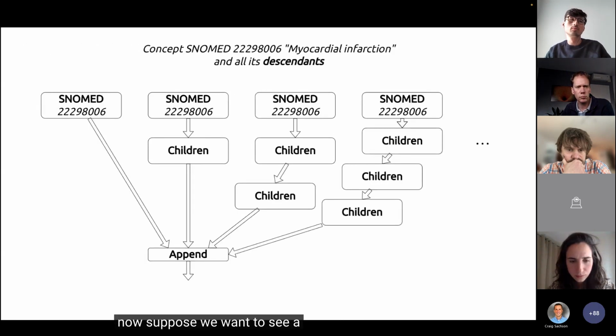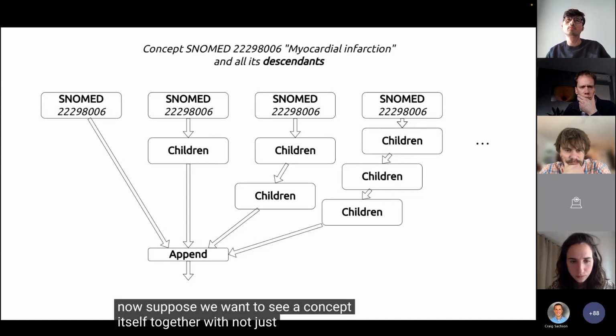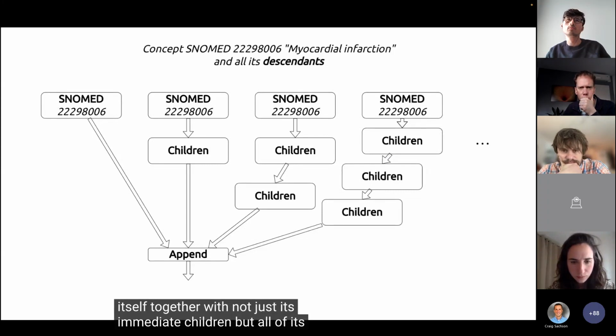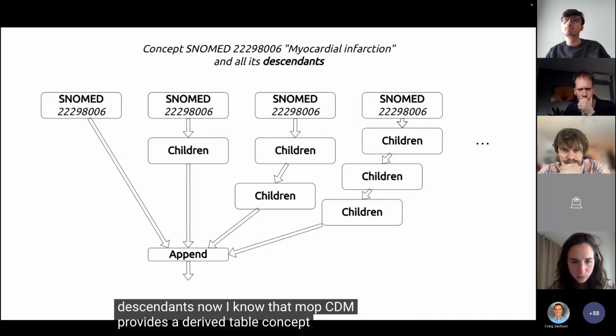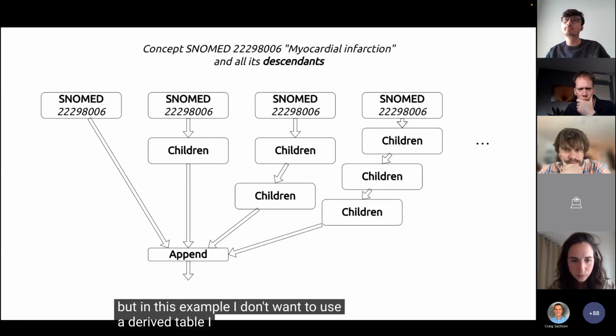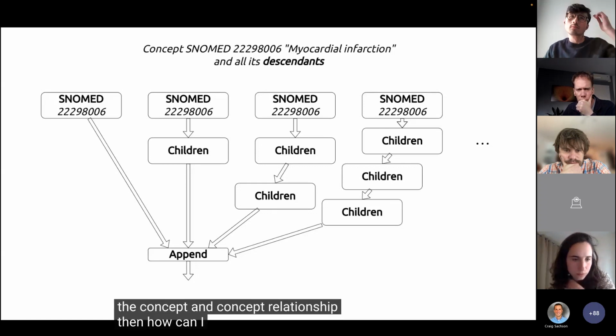Now suppose we want to see a concept itself together with not just its immediate children, but all of its descendants. Now I know that OMOP CDM provides a derived table, concept_ancestor, specifically for this purpose. But in this example, I don't want to use a derived table. I want to rely only on the concept and concept_relationship tables. Then how can I approach it?